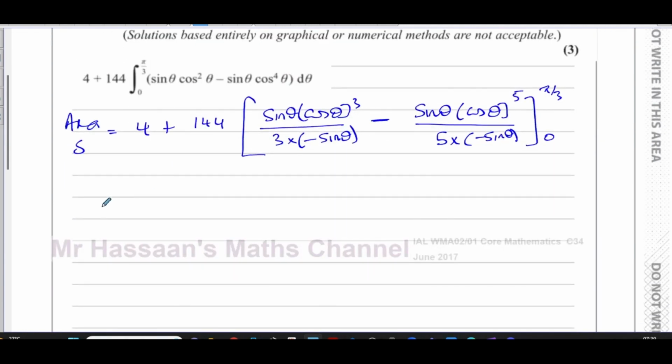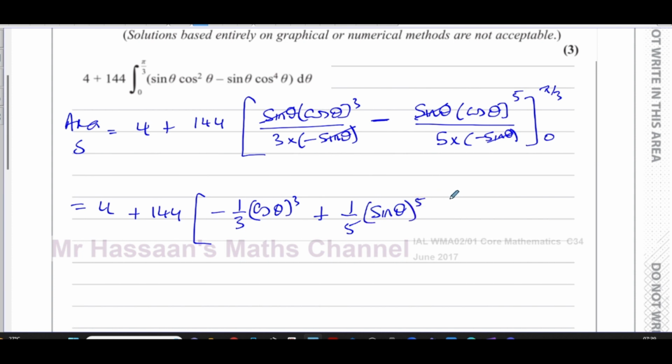So we have 4 plus 144 times. So what happens here? The sine theta cancels here and there. So we're left with minus 1 over 3 cosine theta cubed. I'll leave it like this so that it's easy to substitute. And there will be minus, and a minus gives you a plus. And that will be 1 over 5 sine theta raised to the power of 5. And we have our limits pi over 3 and 0.